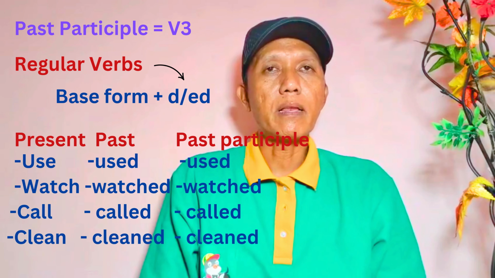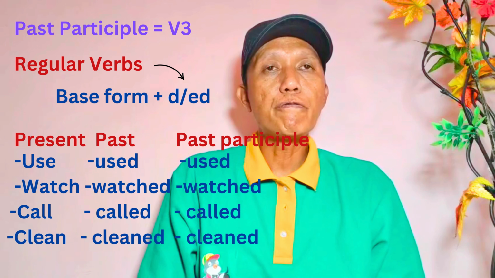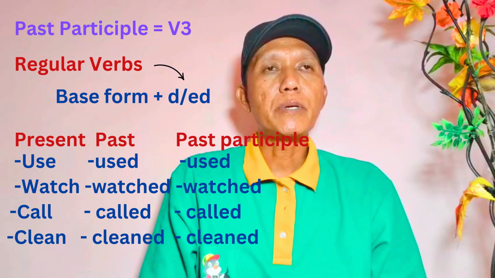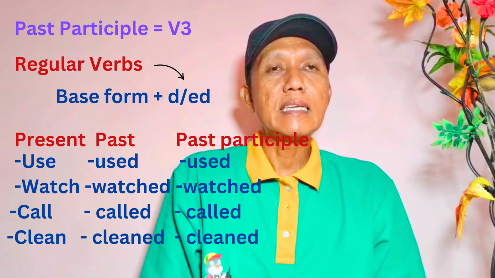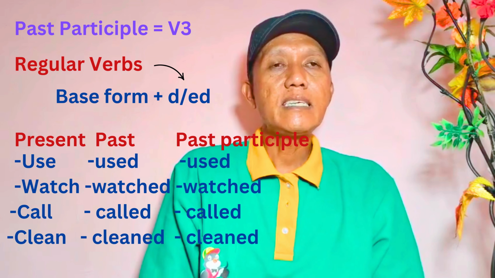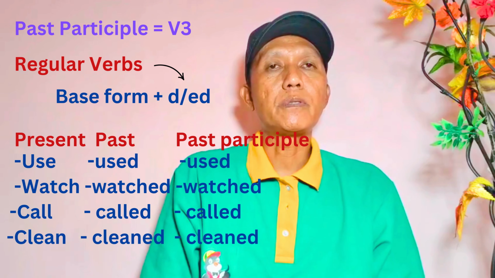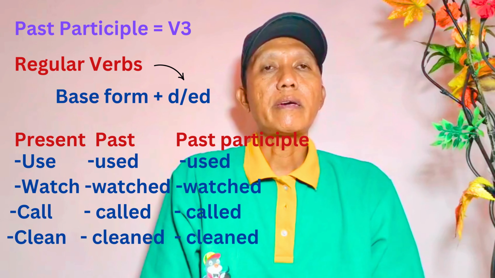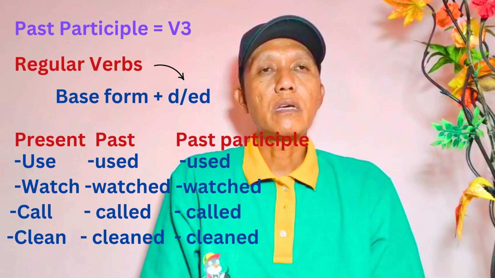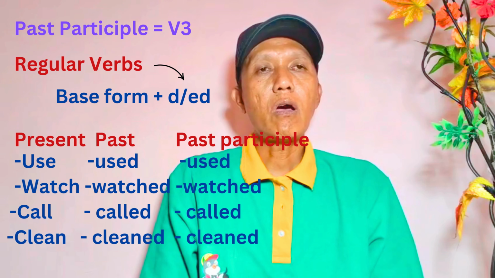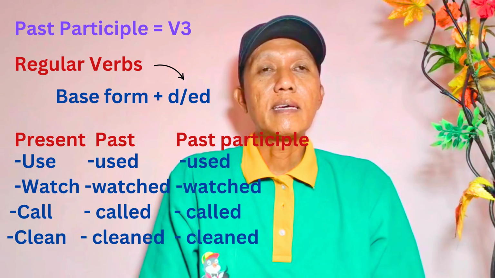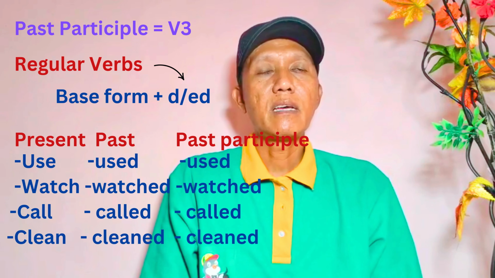Past participle, verb number 3. For regular verbs, it is not a problem because it is the same as the past simple. You just need to add d or ed at the end of the verbs, like use, used, used; watch, watched, watched; call, called, called; clean, cleaned, cleaned.